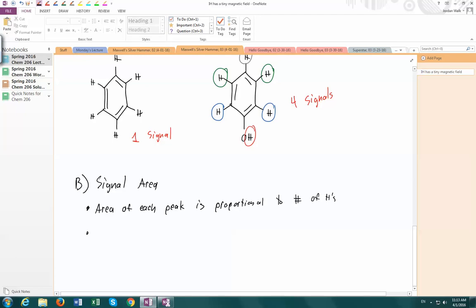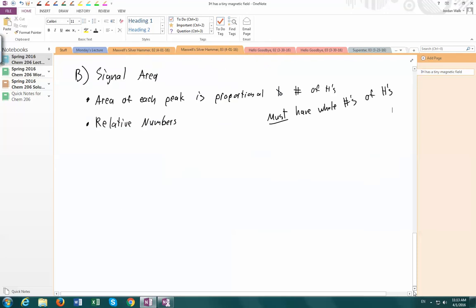And so importantly, these are relative numbers. You cannot look at a spectrum and determine that there are specifically 3 protons, but you can get ratios between different signals. Now, can we ever have, say, half of a proton? We've always got to have a full proton, and so what that means is that all the numbers involved in our ratios must be whole numbers. So always, we must have whole numbers of protons.